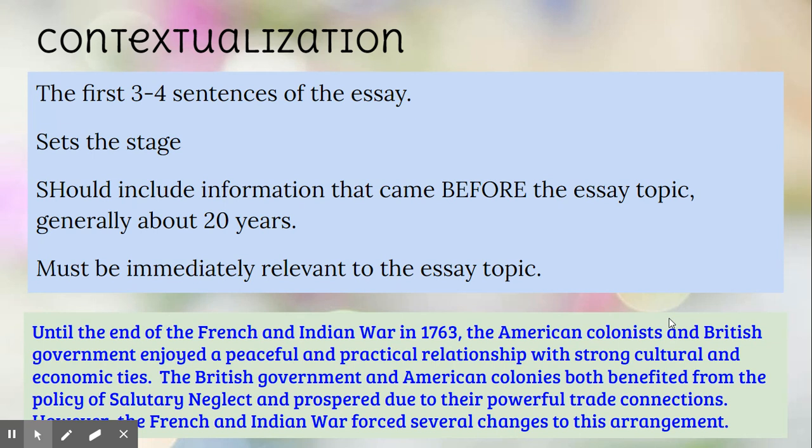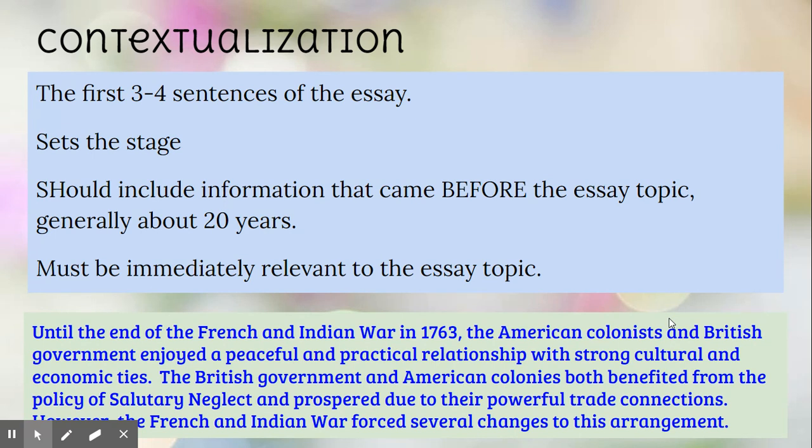So what I've got down here is the contextualization that I wrote for this particular one. I wrote, until the end of the French and Indian War in 1763, the American colonists and British government enjoyed a peaceful and practical relationship with strong cultural and economic ties. The British government and the American colonies both benefited from the policy of salutary neglect and prospered due to their powerful trade connections. However, the French and Indian War forced several changes to this arrangement. And then, bam, there I go, my thesis, which I had on the previous slide, about how some things stayed the same, but then this and this showed that it became very, very different.